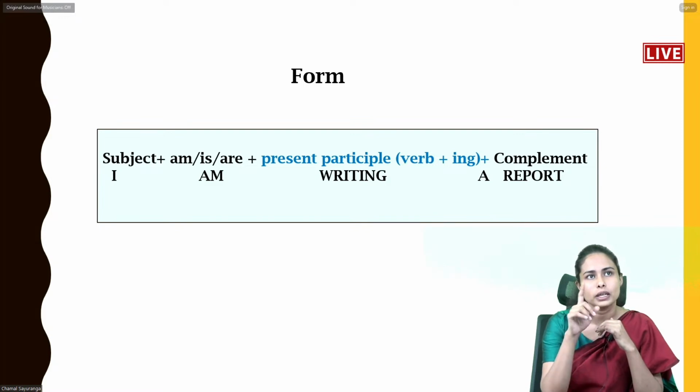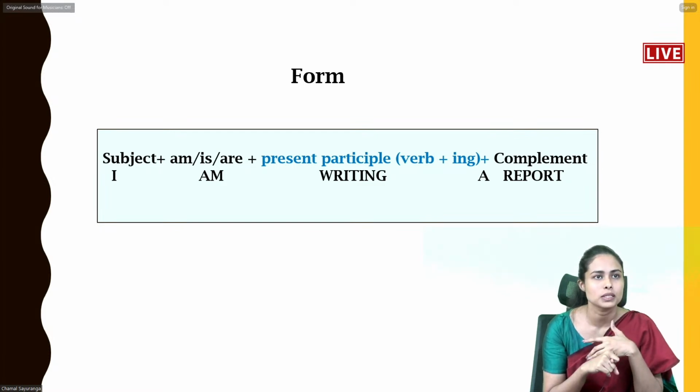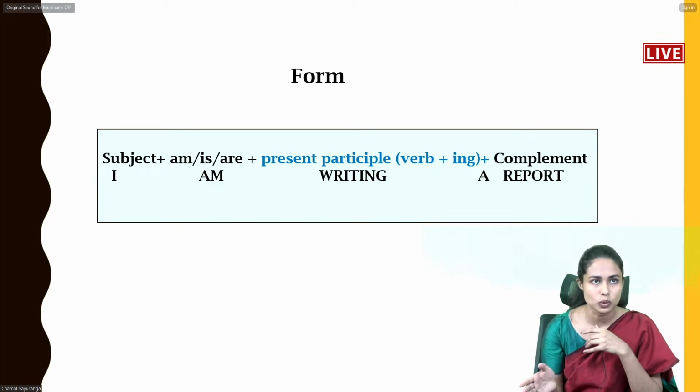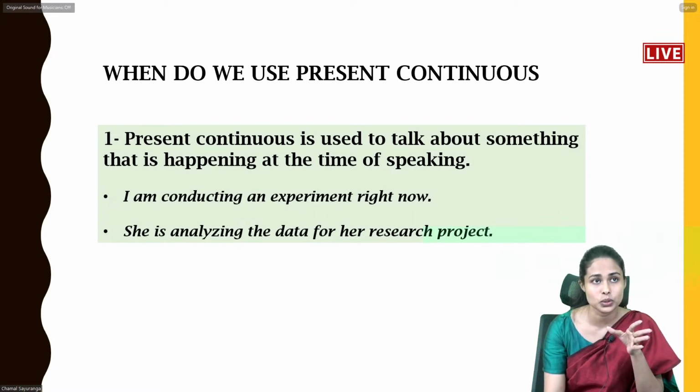Subject I, and then am, is, are based on the subject, and then the present participle, verb plus ing: writing a report. I am writing a report at the moment. At this moment I am doing that, right? That's the formation. So when do we use present continuous? Present continuous is used to talk about what is happening at the moment of speaking. As you told me, that means the action is ongoing.